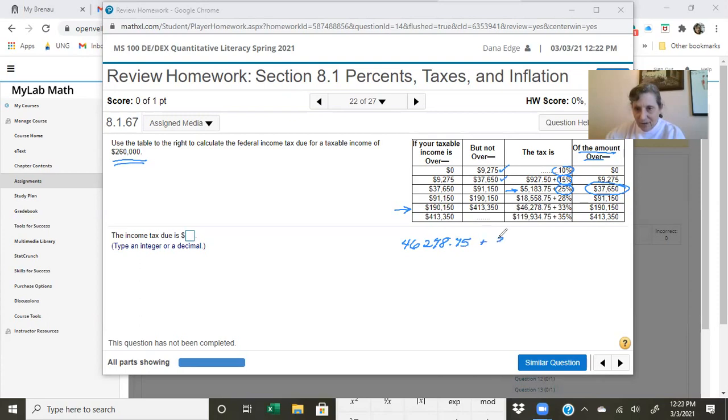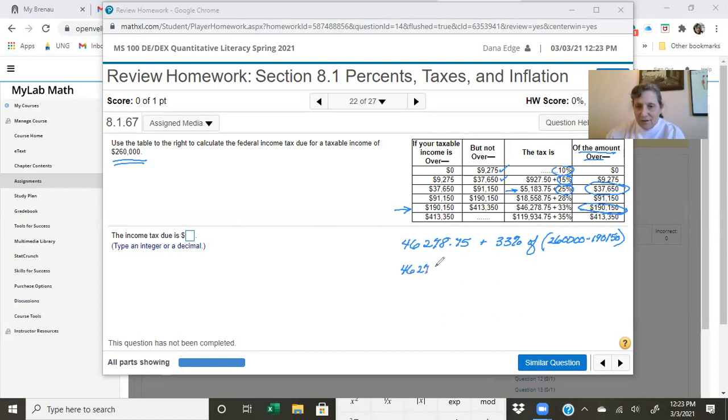plus 33% of the amount over $37,650. No, I'm sorry, I'm looking down here. Of the amount over $190,150. That amount over would be $260,000 minus $190,150. So this is all you have to do to calculate the tax.